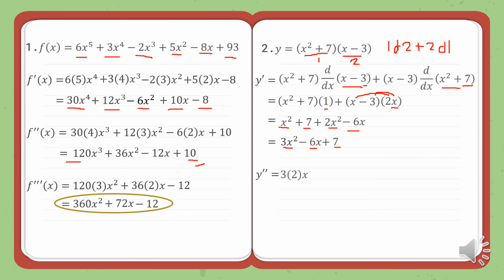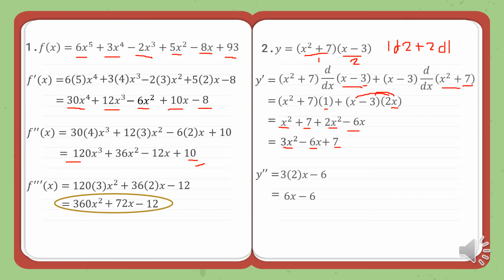Okay, ang derivative ni 3x squared is 3 times 2x. Ang derivative ni negative 6x is just negative 6. At ang derivative ni 7 is 0, so hindi na natin siya kailangan isulat. Simplify natin, it will be 6x minus 6.